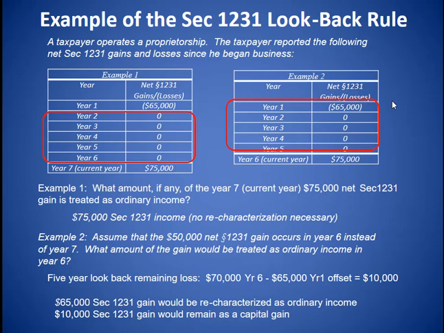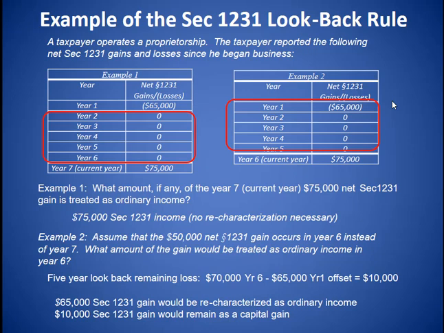with the same set of circumstances, but a little bit of difference in years. In year number 1, there was a $65,000 loss, so the taxpayer could take that entire loss and claim that against ordinary income. In year number 6, though, the taxpayer had a $75,000 Section 1231 gain, and normally the taxpayer could go ahead and claim that $75,000 as a Section 1231 gain, receive favorable tax treatment.